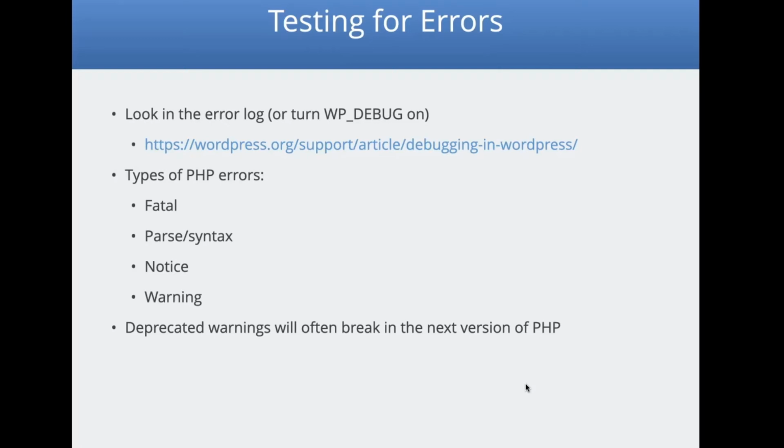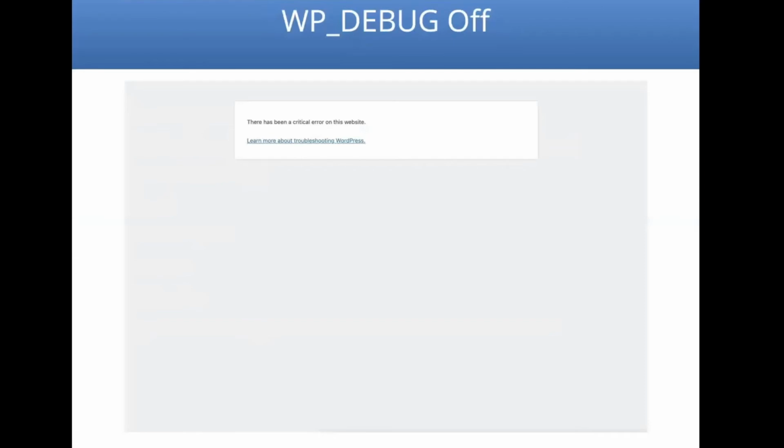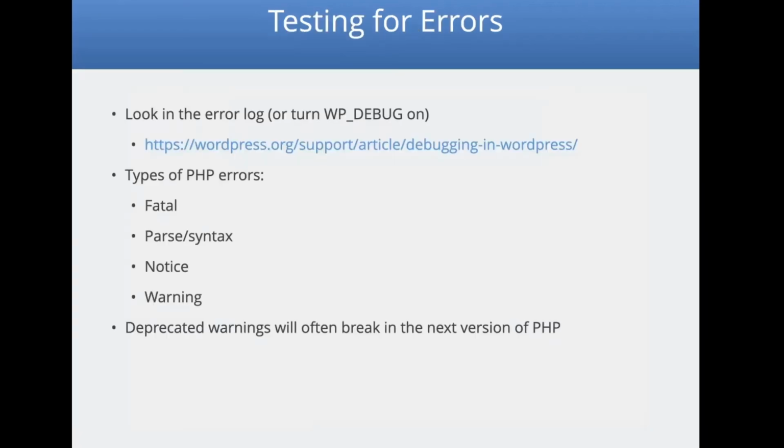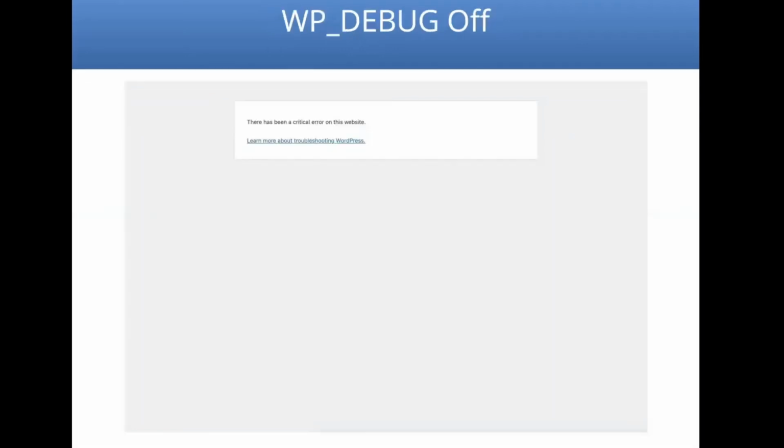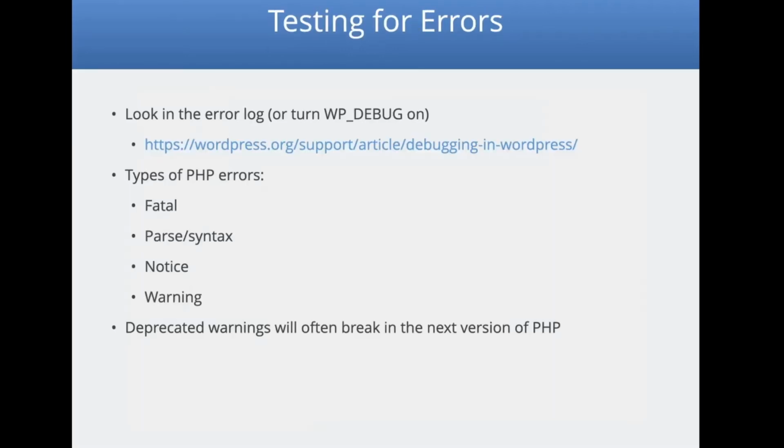Okay, so some types of PHP errors. I believe there are 4 main types. The fatal ones are the ones that basically crash the site entirely, and you probably don't see anything on your site. So there's been a critical error on this website, and then there's nothing else. That's an example of a fatal error with WP debug off. And those obviously are the worst, because there's nothing on your website to see at all.